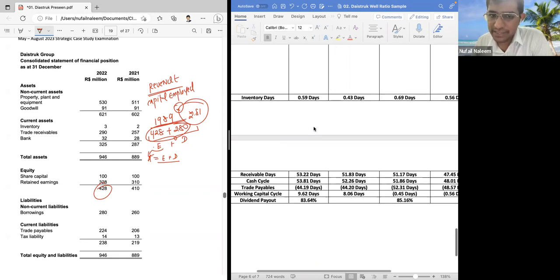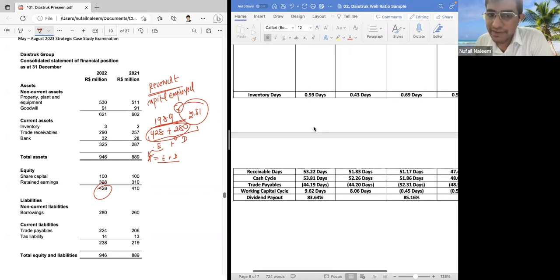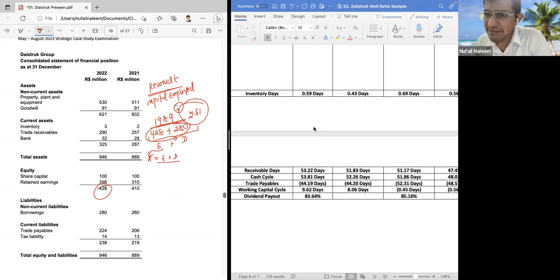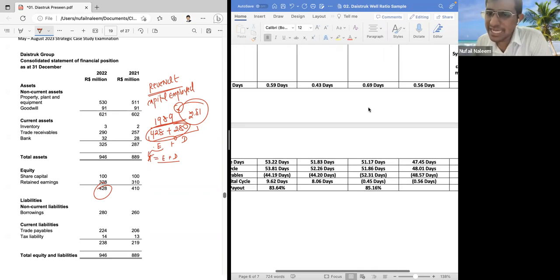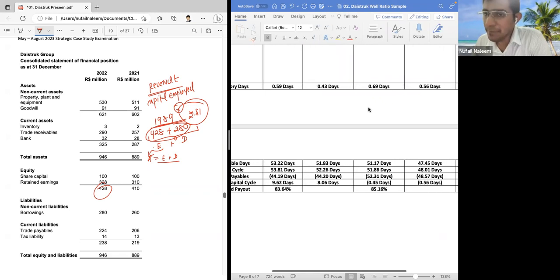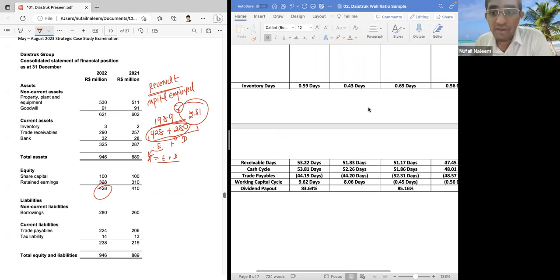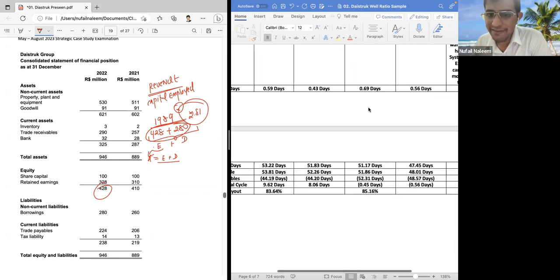Now, students, coming to the inventory days. Now, it's not even one day. It's not even one day we are having inventories. Even our competitor. The main reason is, students, effectively our inventories are not our own. We don't own inventories. We are just an intermediary for the inventory management.